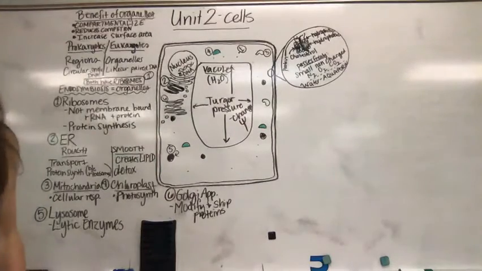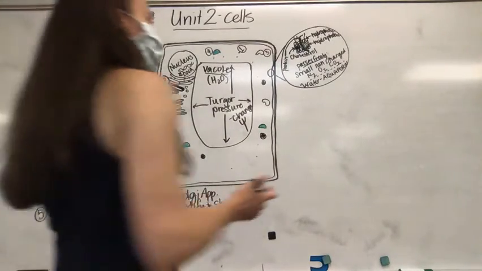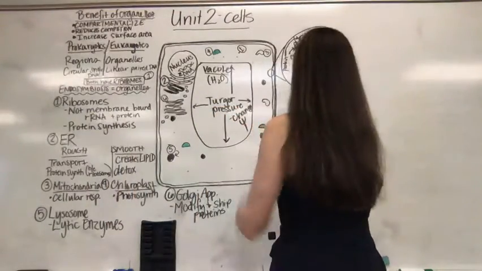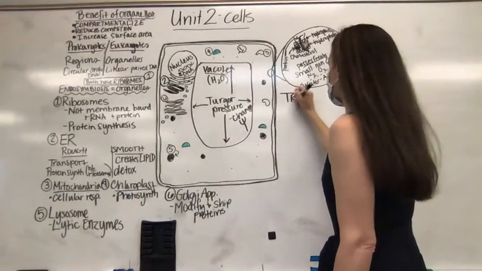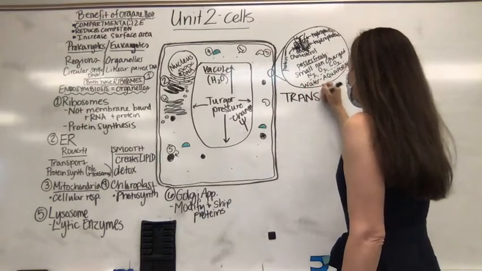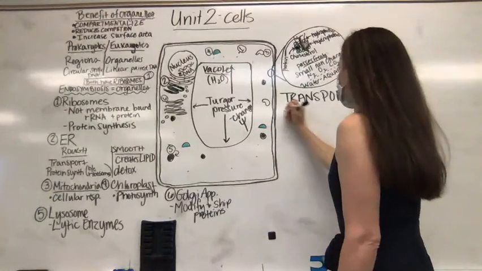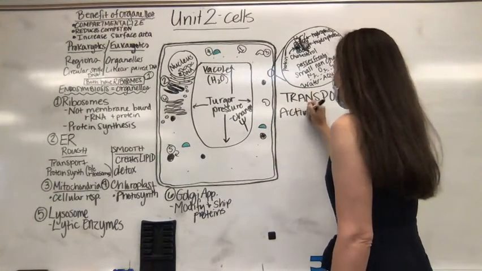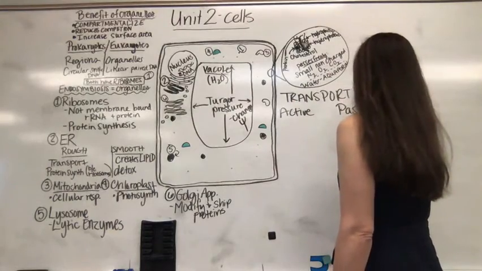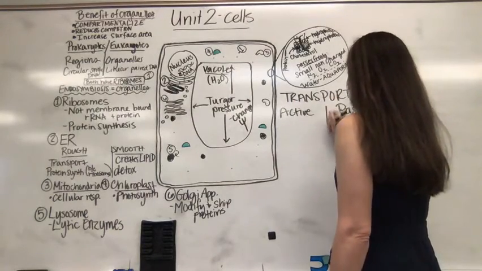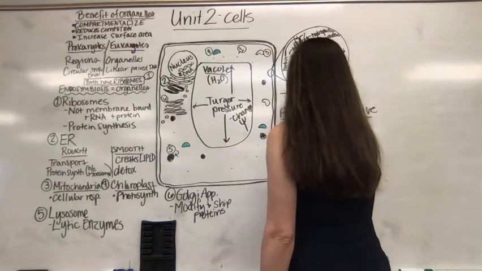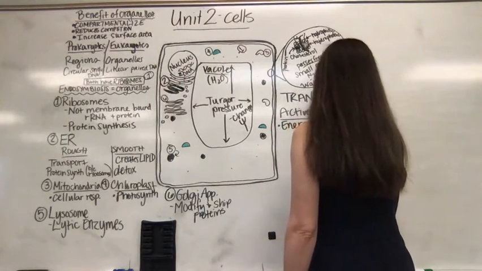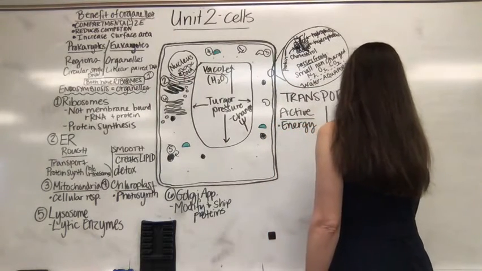So, okay. So let's talk about some transport here. So underneath the cell membrane, so all this side over here is kind of cell membrane side, because we're going to talk about some transport. How do we get stuff in and out, right? So we have active and we have passive transport, okay? So active is energy required and passive is no energy, okay?